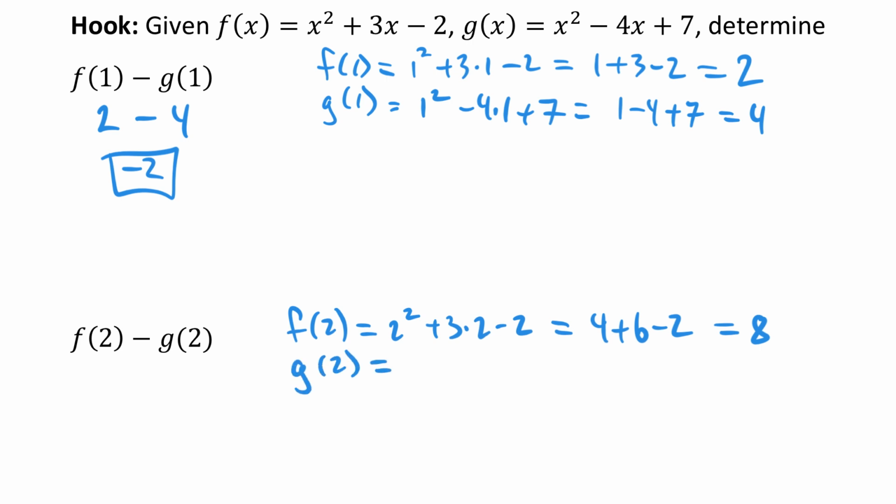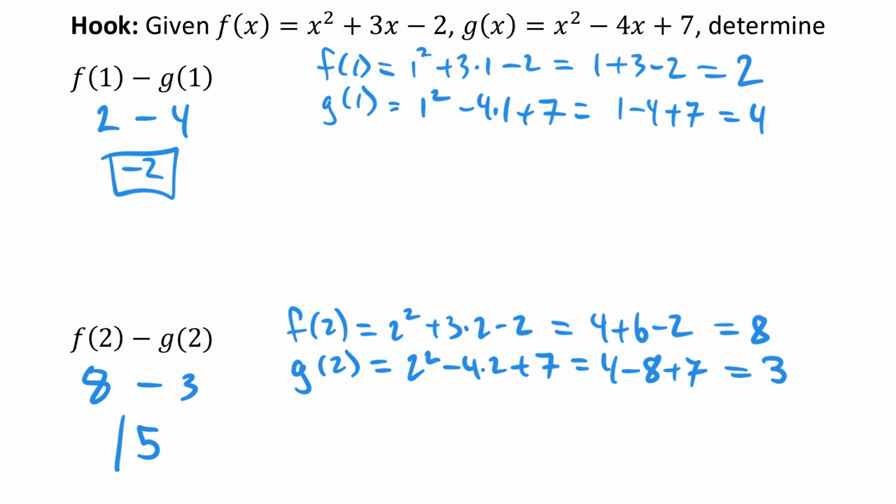g of 2 is 2 squared minus 4 times 2 plus 7. So 4 minus 8 plus 7, that will be 3. Now we have 8 minus 3. That gives us a total of 5.